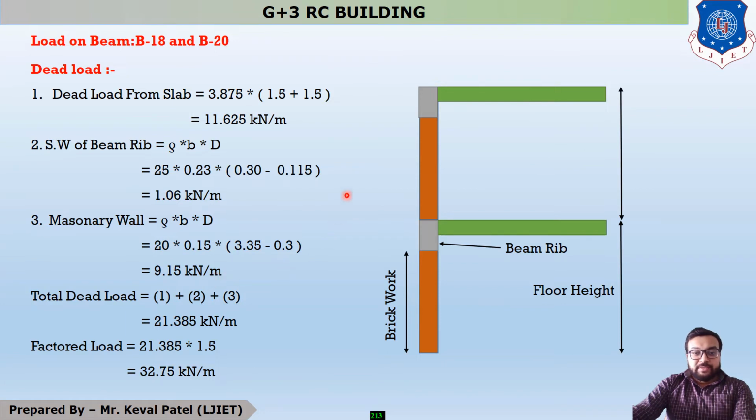So students, this is all the dead load. Now the total dead load is 1 plus 2 plus 3. So it is 21.385 kilonewton per meter. But this total dead load is unfactored load. But we have to design all the components for factored load. So our factored dead load is 32.75 kilonewton per meter. So this is the factored dead load.